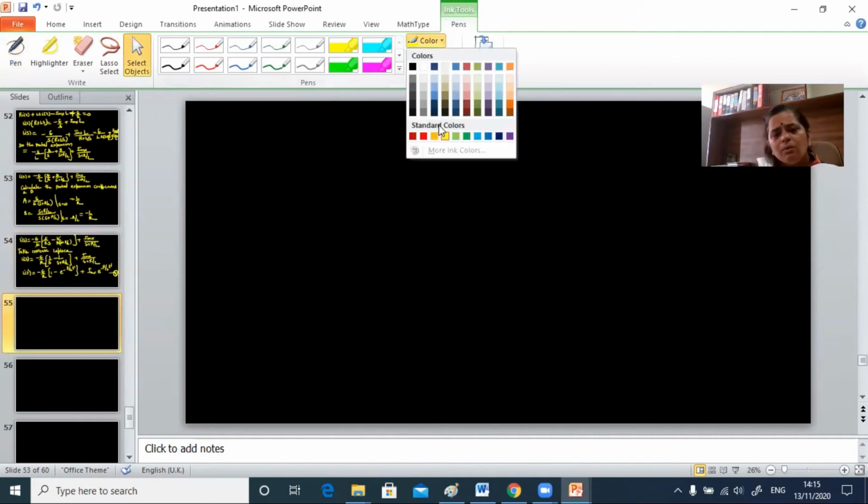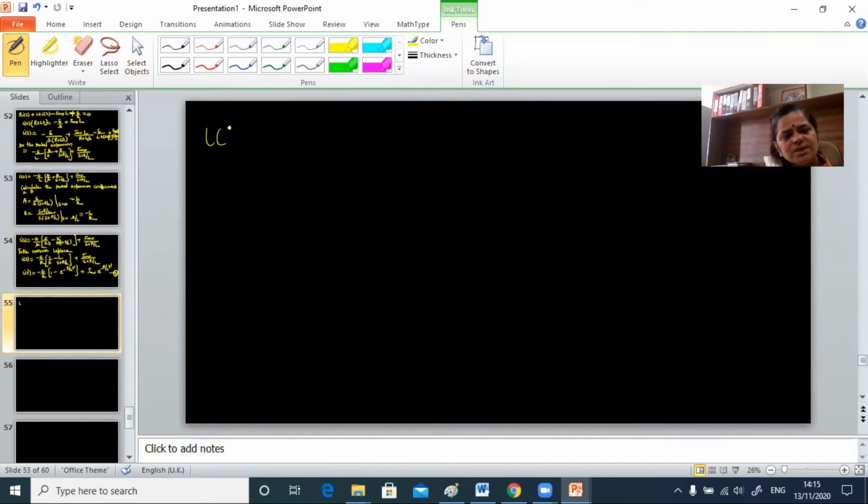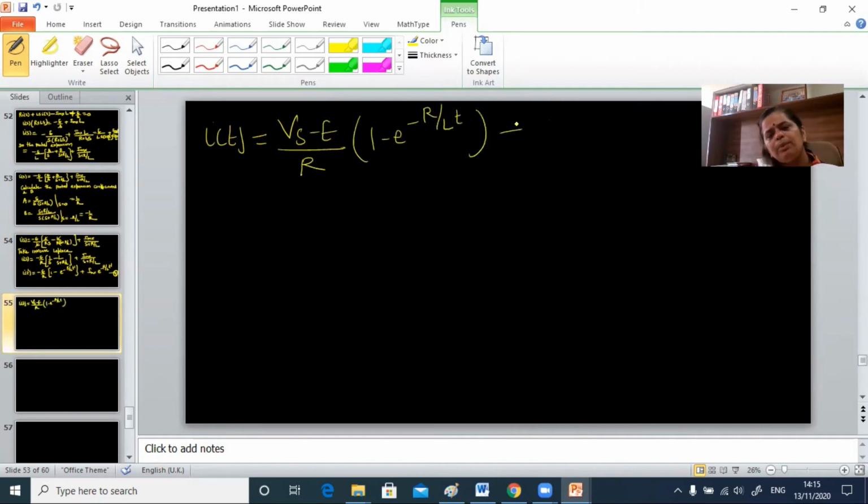Okay? Now you got two equations. एक equation हमको मिला Vs minus E by R, 1 minus e की power minus R by L t, plus I minimum e to the power minus R by L into t.